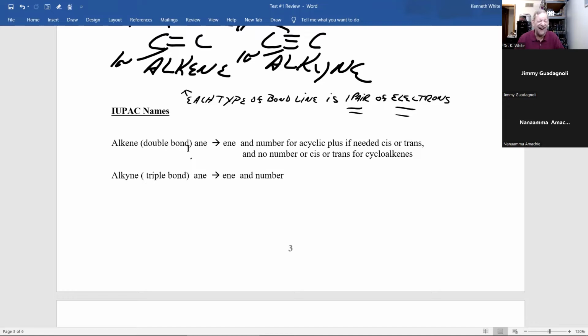Now, for an alkyne, a triple bond, you find the longest chain with both carbons of the triple bond present. You drop the ane ending and you put in, ooh, mistake here, I'm sorry. How did I mess that up? Yne ending, and you need a number. Well, there goes my perfect score. But anyways, triple bond, yne ending, and a number. There's no cis or trans in alkynes, triple bonds.